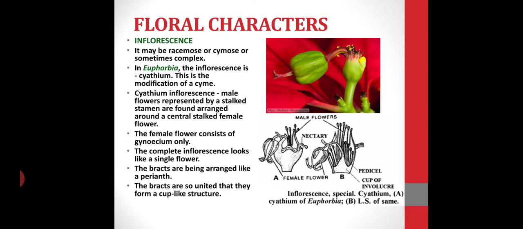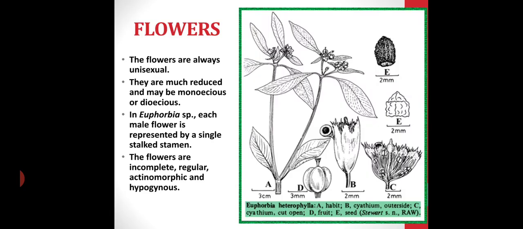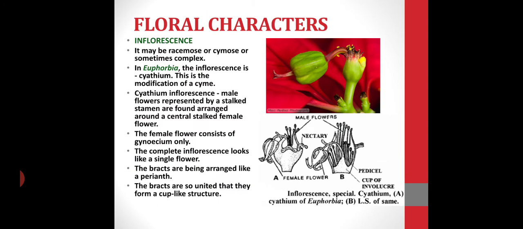In Euphorbia, there are many species available in our area. Euphorbia pulcherrima, Euphorbia reticulata, and this one, Euphorbia heterophylla. Okay. In our area itself, we can see more than three species. In Euphorbia, the inflorescence is cyathium. This is the modification of cyme. Okay. And this cyathium inflorescence is considered as cyme of cymes.